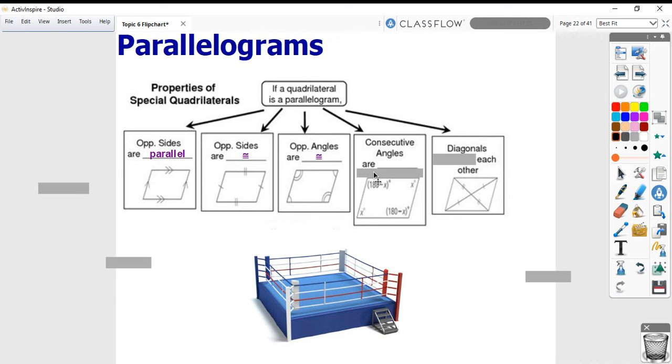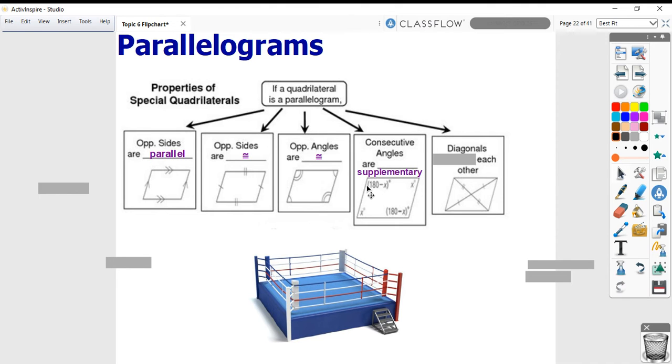Up next is that consecutive angles are supplementary. Remember that word, supplementary. Key word right there. We've used that word time and time again this whole semester. It says if angles are supplementary, that means they add up to 180 degrees. So when we talk about consecutive angles, that's talking about the ones that are right next to each other. Okay, opposite angles are the ones that are across and they don't have any sides in common. But consecutive angles are the ones that do have a side in common.